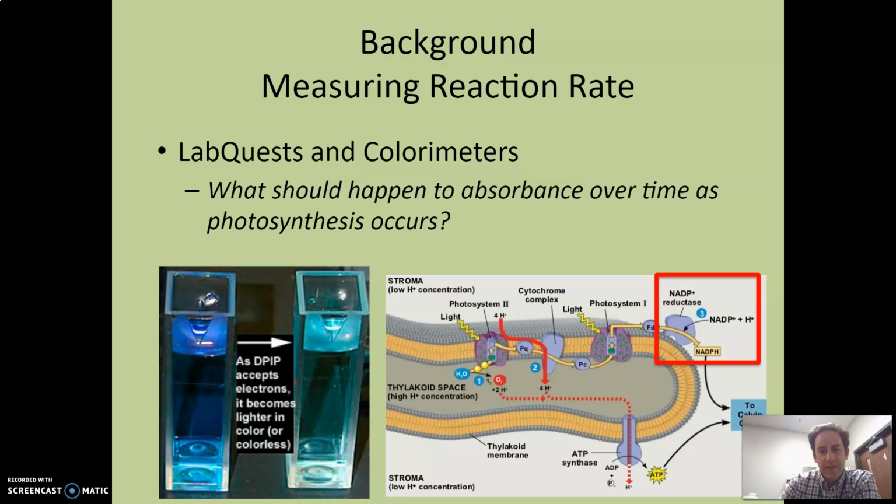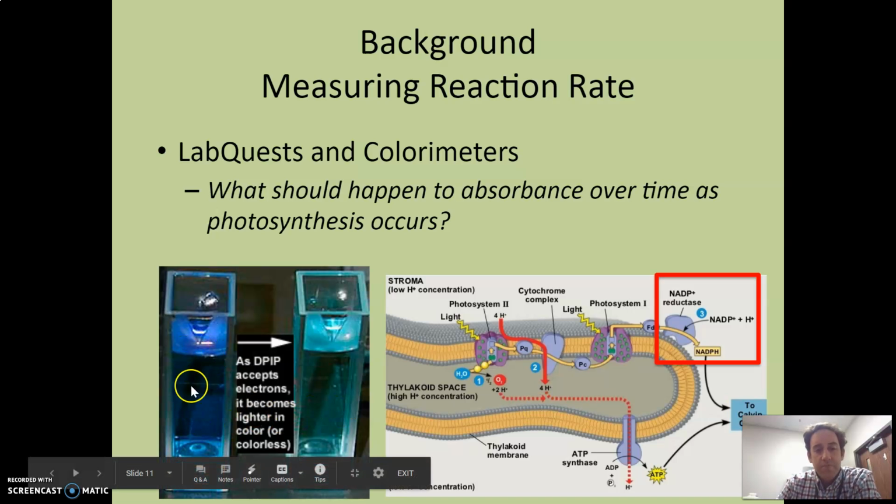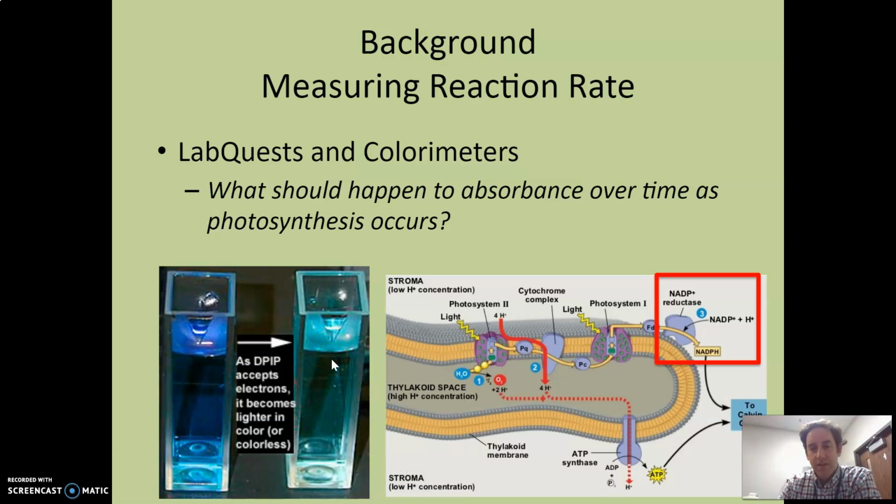So I want you to think about this a little bit. What should happen to absorbance over time as photosynthesis occurs? So as we use this blue dye and it becomes clear, should absorbance increase, more light be absorbed, or less light be absorbed? Think about it. You got an answer? Hopefully you said that absorbance should go down, because if we go from blue to clear, more light will be able to pass through, and so less light is being absorbed. And so we should see a graph over time where absorbance is actually decreasing as this process takes place.